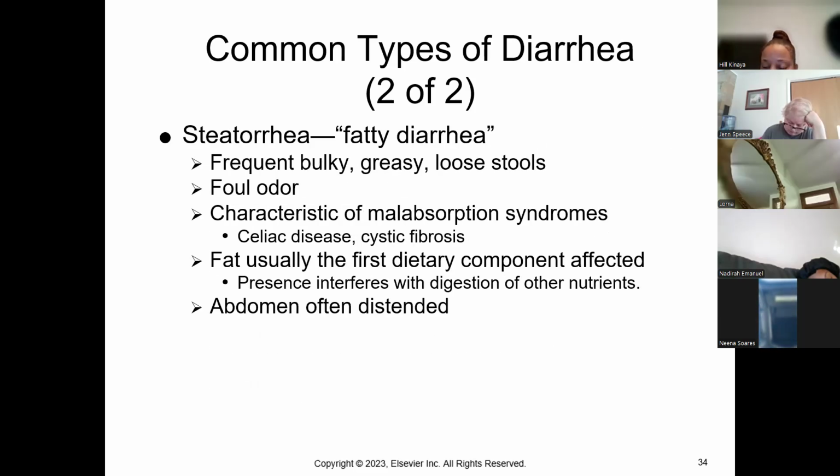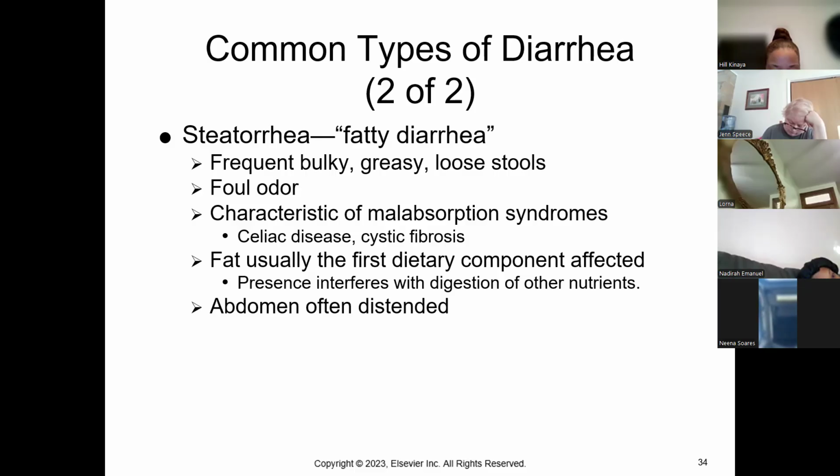Steatorrhea is fatty diarrhea. So we'll see this a lot with cystic fibrosis or celiacs. It's what we consider bulky, greasy, loose stools. Most of the time, they don't smell very good. They have a foul odor to them. These stools are characteristic of malabsorption syndromes like celiacs, cystic fibrosis.